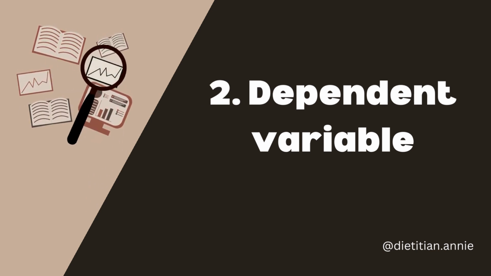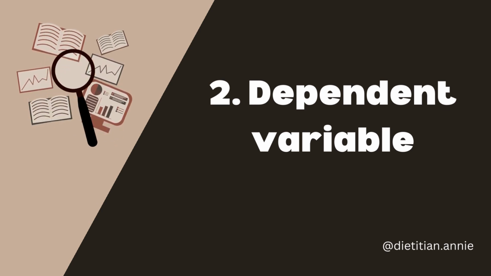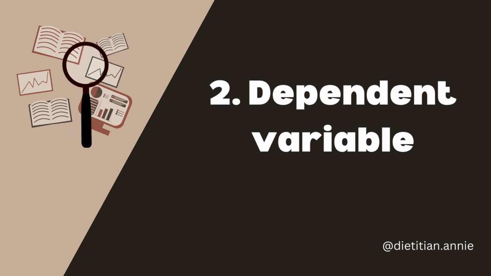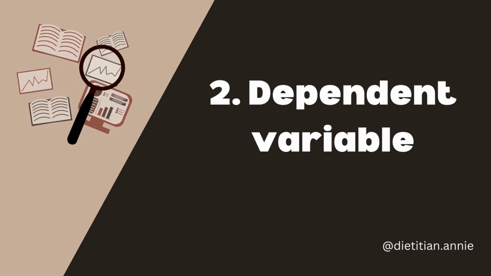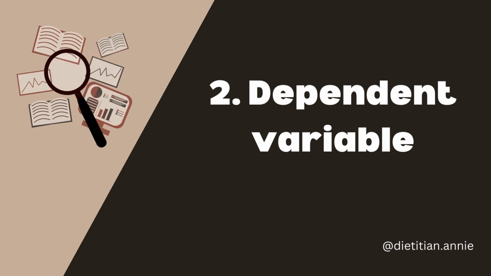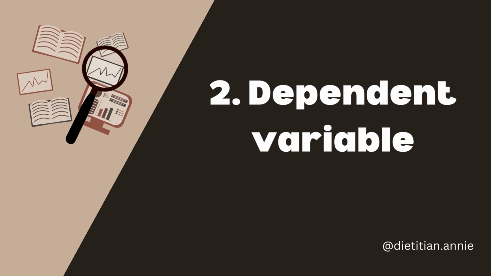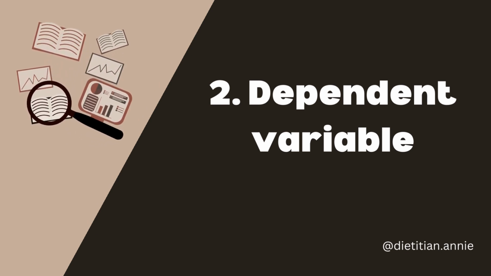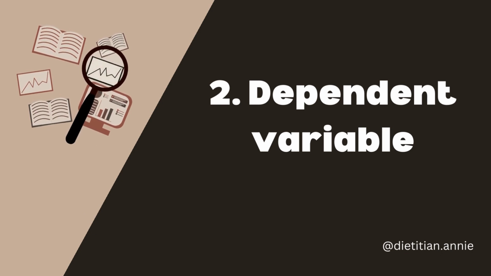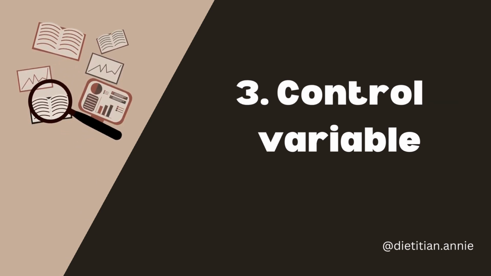The second type of variable is the dependent variable. This variable is the one that is being measured in the study. It is also known as the outcome variable because it is the variable that is hypothesized to be influenced by the independent variable. In other words, it is the variable that changes as a result of the manipulation of the independent variable. In the example above, blood pressure would be the dependent variable, as it is being measured to observe the effect of the drug.